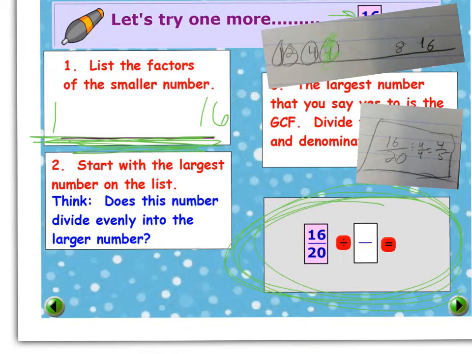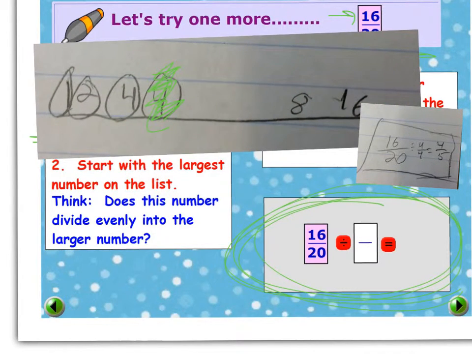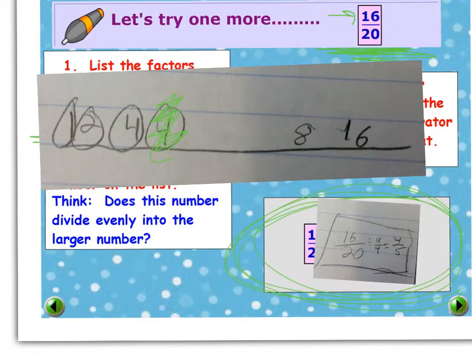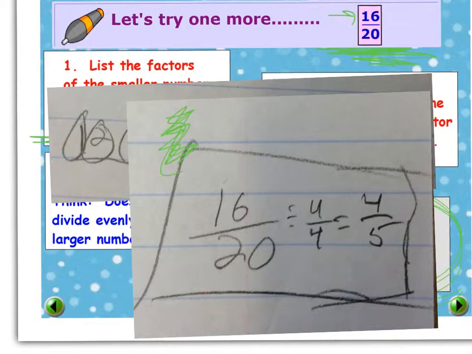We did that again here for 16/20. You can see student work on this one. The student that did this one actually did 1 times 16 and 2 times 8 and then 4 times 4. You don't need to list 4 two times. You just need to list it once. She then took her greatest common factor of the two numbers, 16 and 20, and noticed that 4 and 2 and 1 were all factors, but 4 was the greatest. We then divided by 4/4, and in simplest terms, 16/20 divided by 4/4 is 4/5.